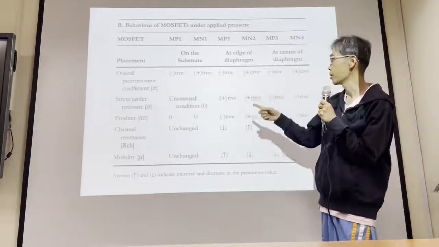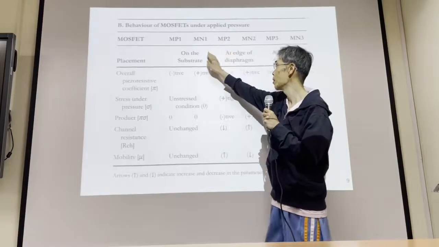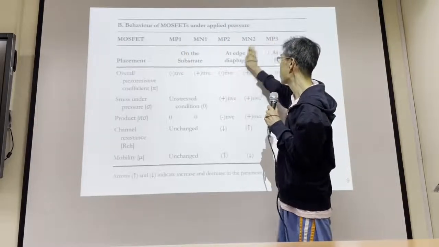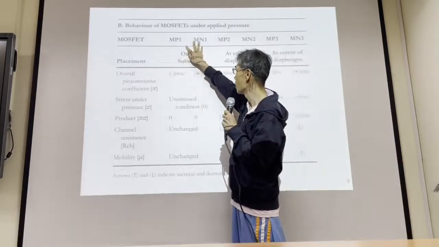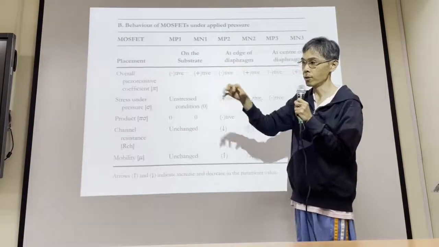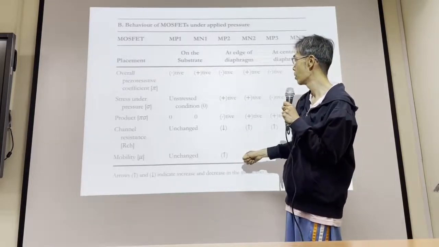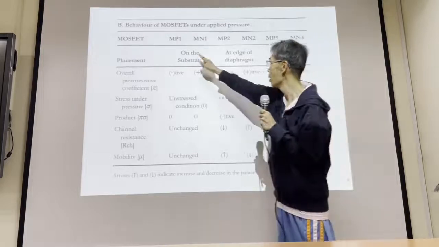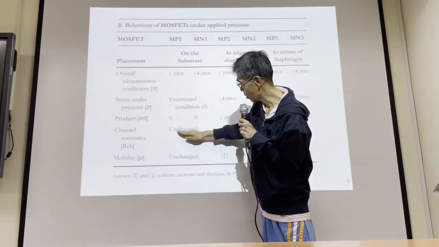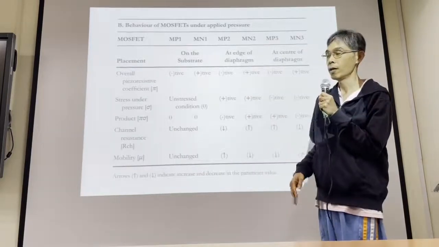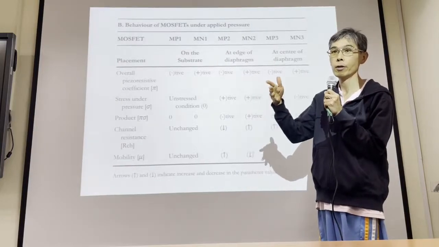For this case, we have six: three PMOS and three NMOS. MP1 and MN1 are fixed to the substrate. See, MP1 and MN1 are unstressed, so unchanged because they are fixed. They are not influenced by tension or compression.